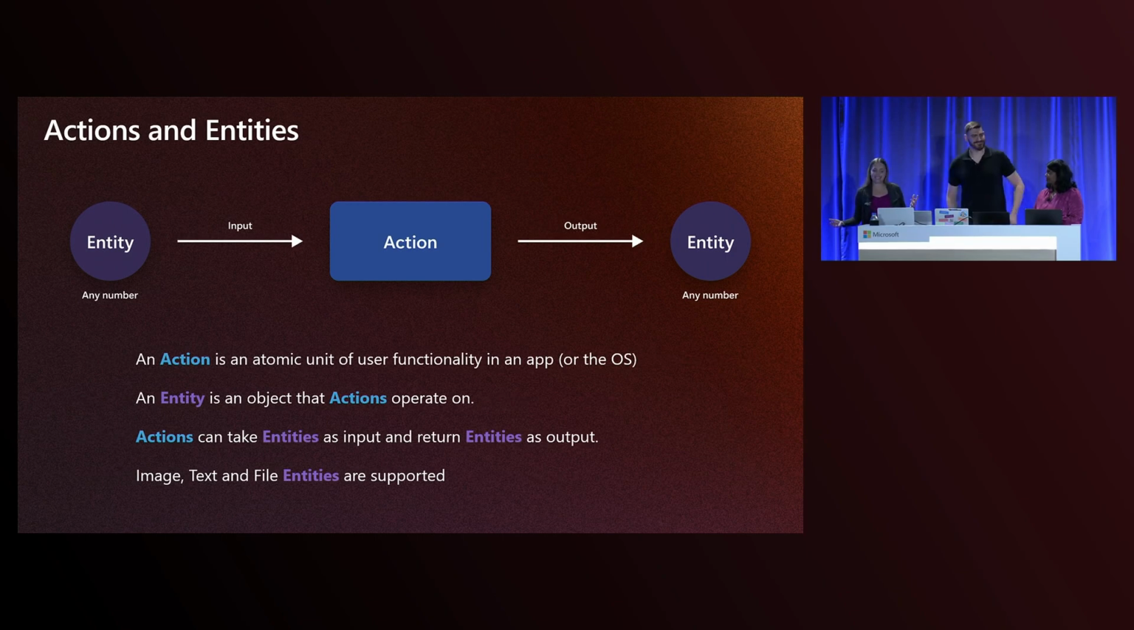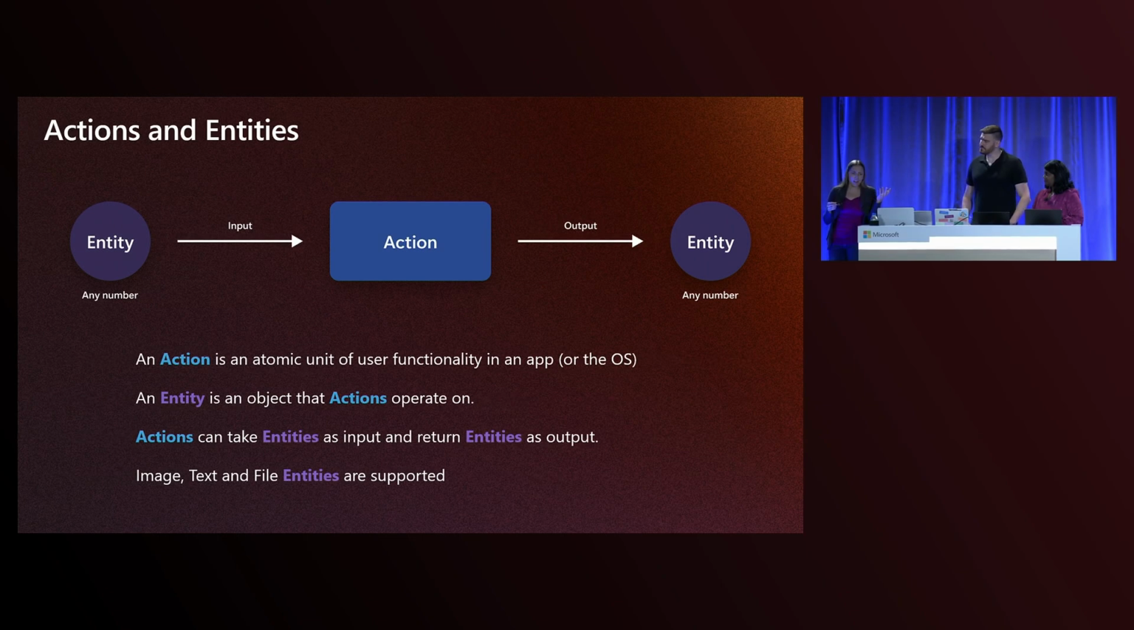I said actions many times already. What the heck is an action? An action is an atomic unit of functionality. So you can think of actions as being not so small that they're just a single operation, like a right click or open a context menu, but they're also not so big that it takes hours to create and is too complicated. Think of it as that middle ground where a user is describing, hey, I'm trying to do a thing.